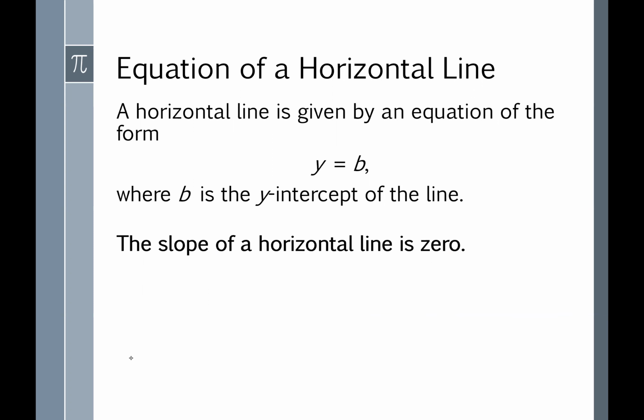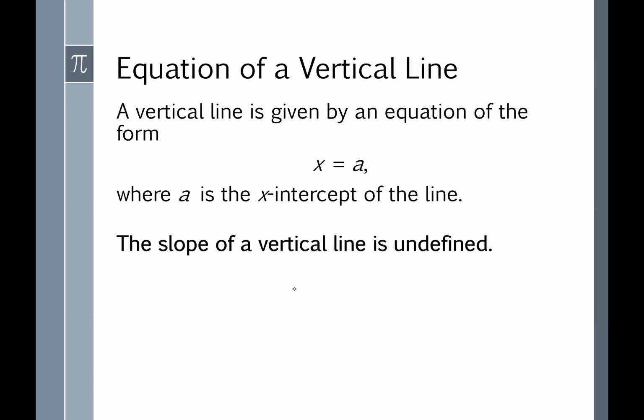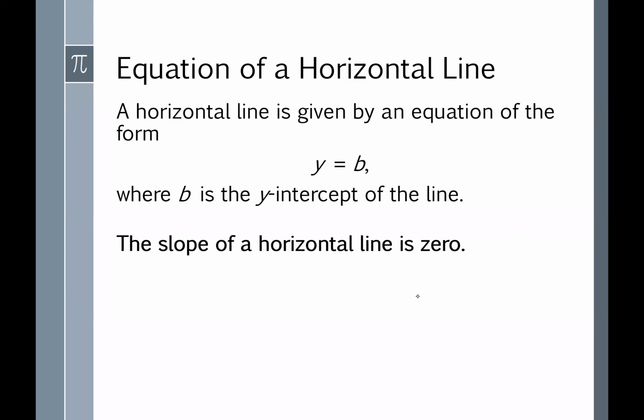All right. You have a couple of special lines. The first one being horizontal, which is a function. So we could write this as a function. Y equals a constant, and you notice we use b because that's the y-intercept, is a horizontal line. It is a function. It's a constant function.